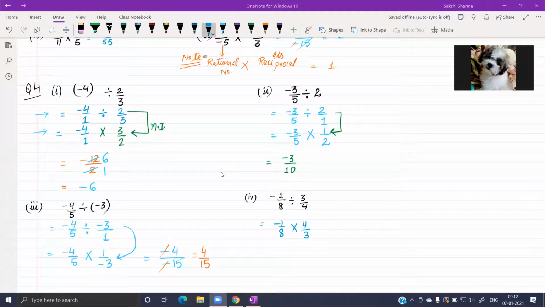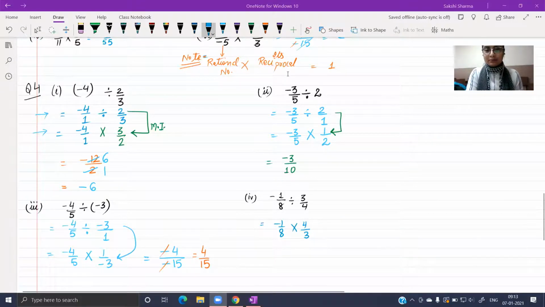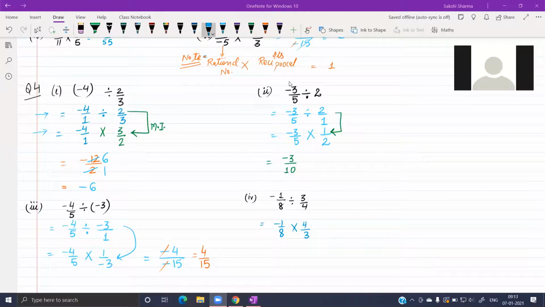Yes, just a minute. Yes, Bhavya. Ma'am, can we cancel minus signs before solving the question? Yes, but only in multiply and divide. सिर्फ multiplication division में cancel करना. Yes, plus minus में मत करना.